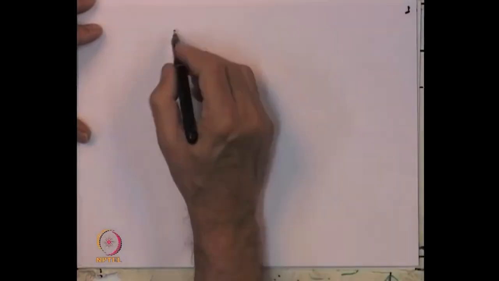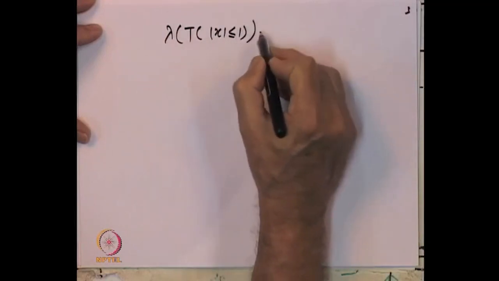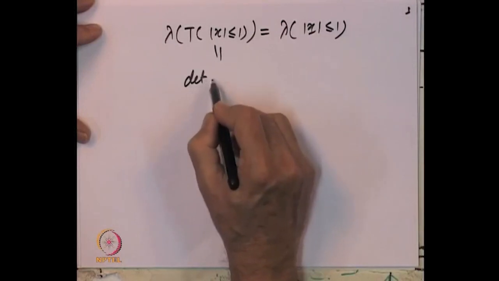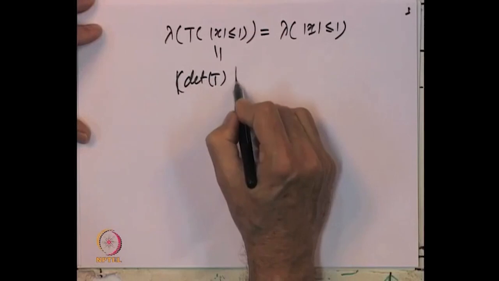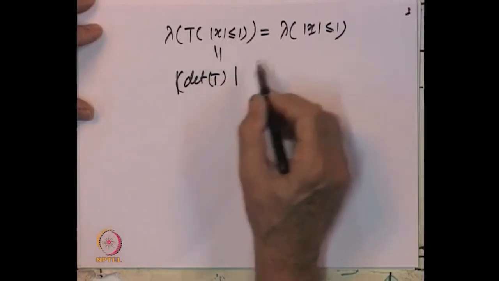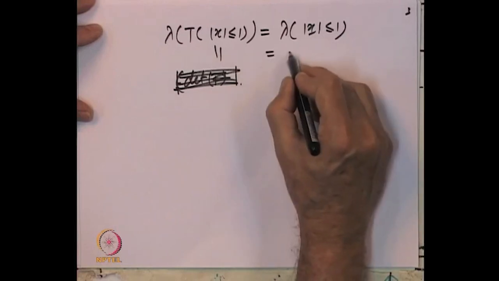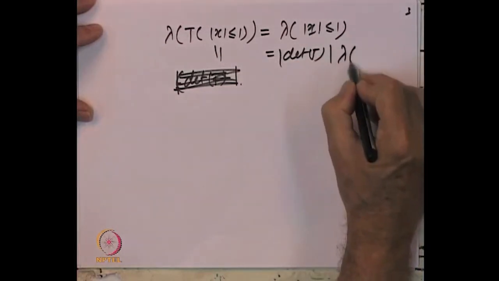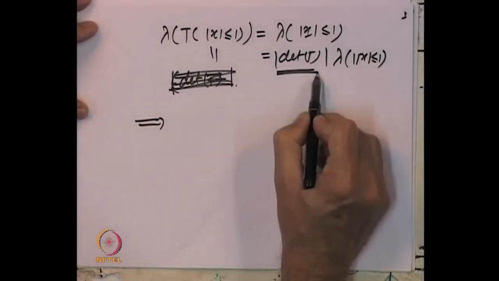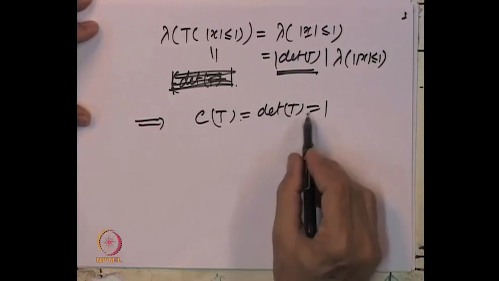So, that implies that the Lebesgue measure of the transformed set, that is the circle, mod x less than or equal to 1, is the same as the Lebesgue measure of mod x less than or equal to 1 multiplied by the determinant of T. Because that determinant is equal to 1, this is the determinant of T times the Lebesgue measure of norm x less than or equal to 1. So this is a constant, right. So, C of T, which is the determinant of T, is equal to 1, which is the same as the determinant of T.